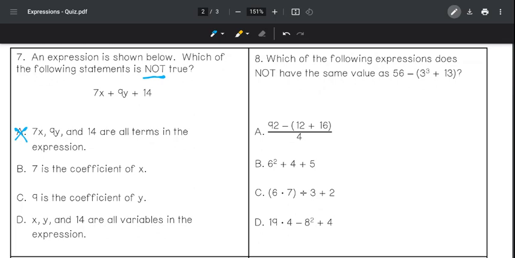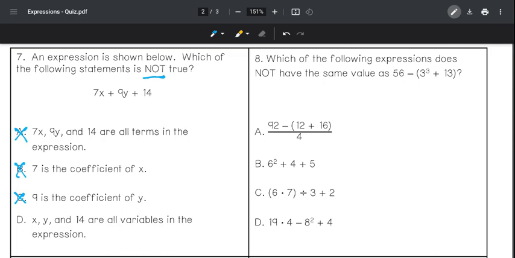7 is the coefficient of x. That means that 7 has to be the number sitting in front of the letter x. That is also true. 9 is the coefficient of y. Okay, 9 is the number sitting in front of the letter y, so that's also true.